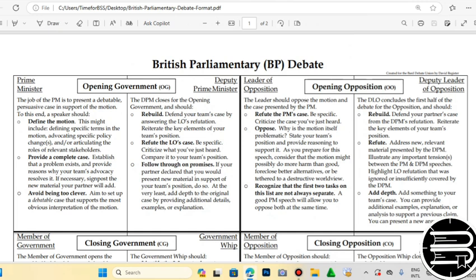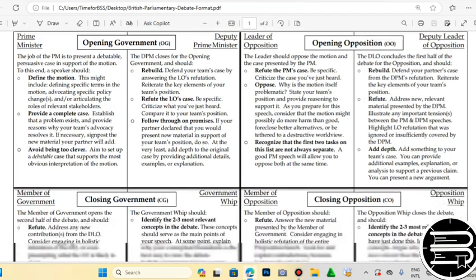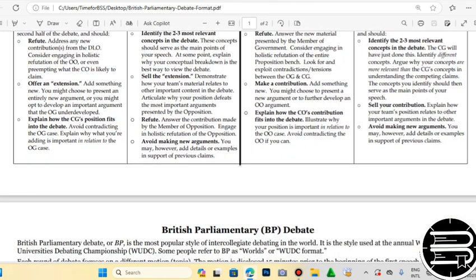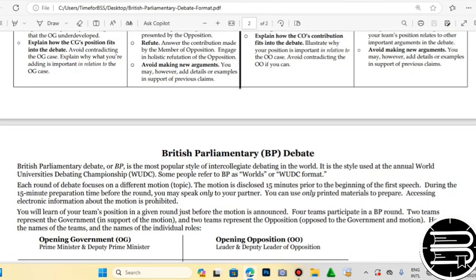Today we are looking at the British Parliamentary debate. So whether you are a student at high school, at college or university, how do you participate in the British Parliamentary debate? Let's start by defining what British Parliamentary debate is, known as the BP.